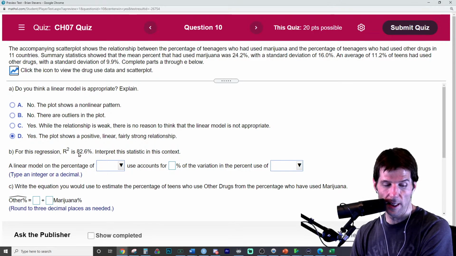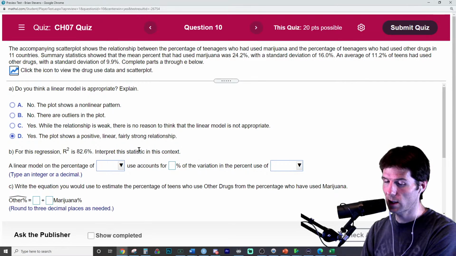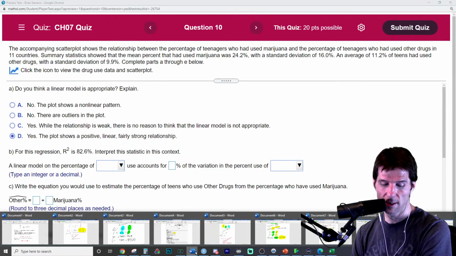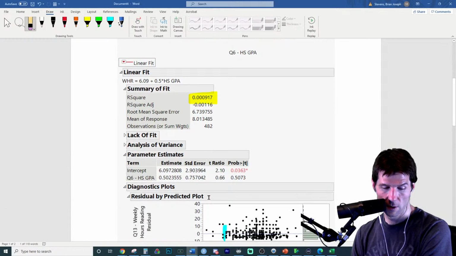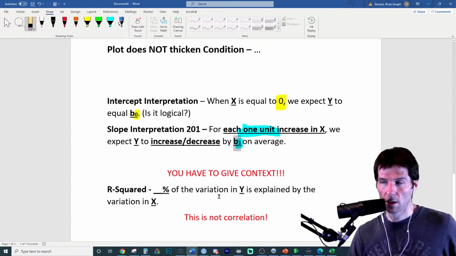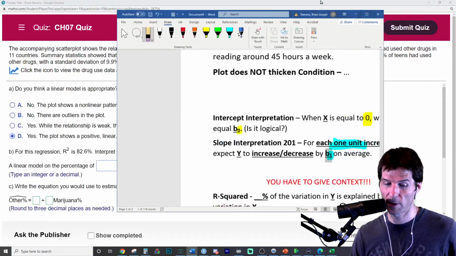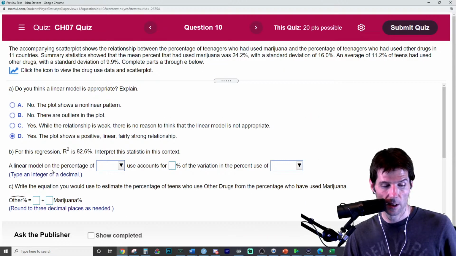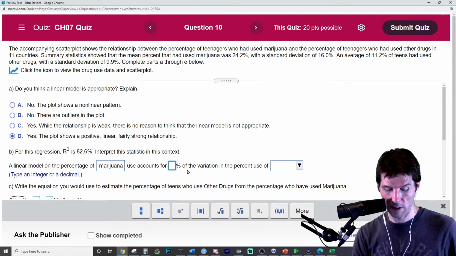The R squared is 82.6. Interpret the statistic: blank % of the variation in Y is explained by the variation in X. They're not using that exact interpretation this time, but do remember, I think it's this. Where's our sheet? Here we go. Use your interpretations: blank % of the variation in Y is explained by the variation in X. So let's find one. A linear model on the percentage of marijuana use accounts for, and this is the variation it's accounting for in Y.